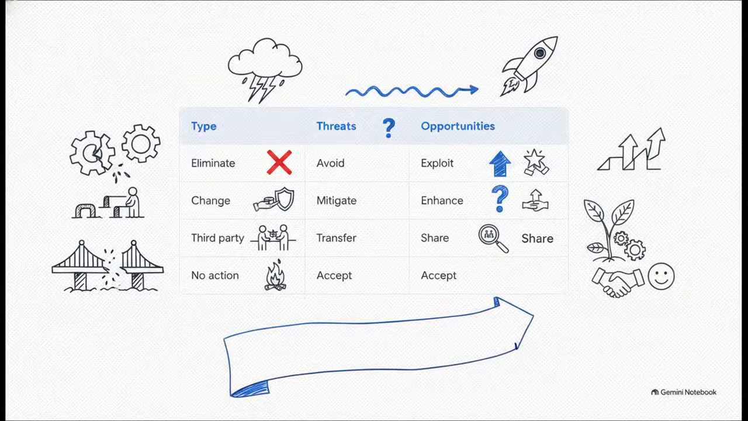But remember earlier when we talked about how risks can be positive? We have a completely different playbook for those positive opportunities. We want to actively exploit them to make absolutely sure they happen. We might enhance them to increase their positive impact, or share them with a partner who is better equipped to capture the benefit. The takeaway here is never ignore the upside of uncertainty.